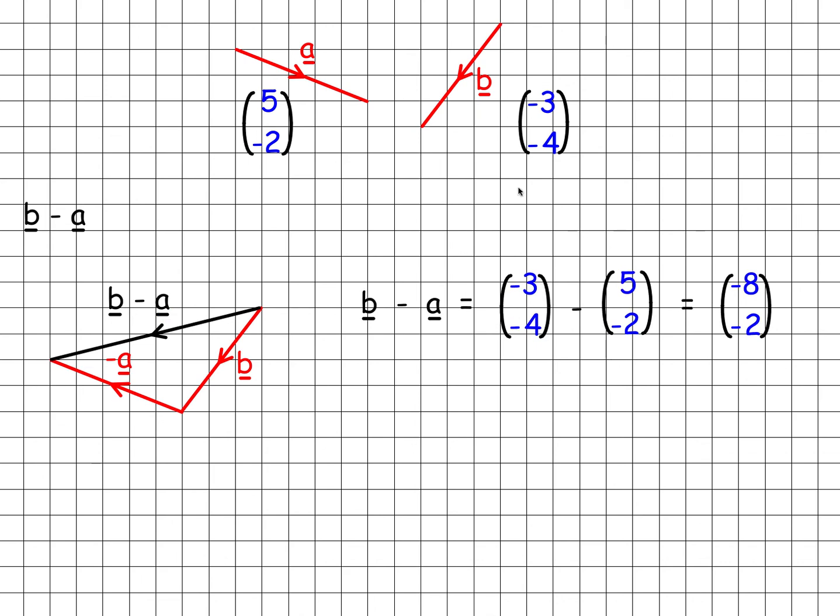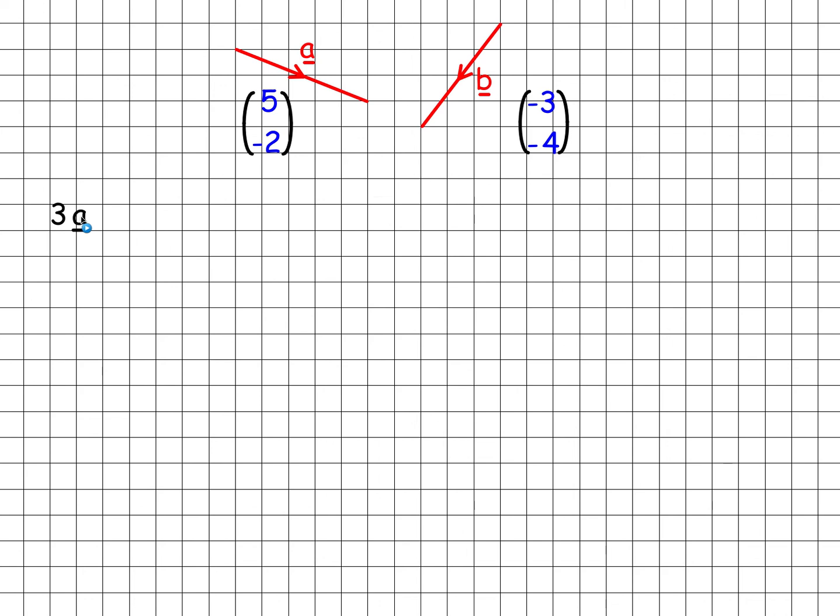Component form, there's b, subtract a, it's -3 subtract 5 is -8. -4 subtract -2, that's the same as -4 plus 2, which is -2. That gives the component form. If you check it in the diagram, to go for b minus a, it's -8 in the x direction and -2 in the y direction, just what you get by components. So that's head to tail addition by diagram, as if you're on a journey, and that's using components.